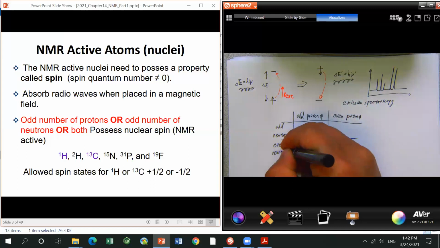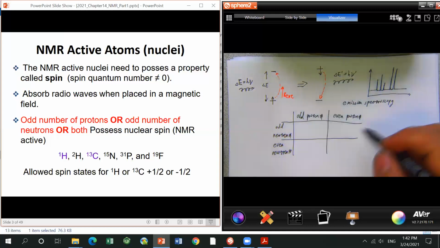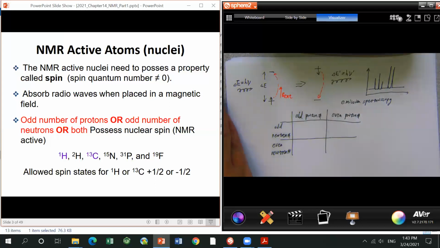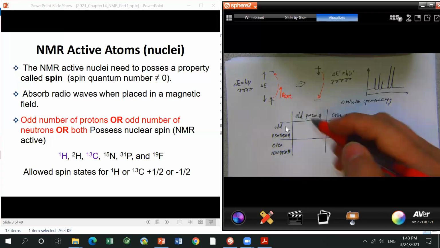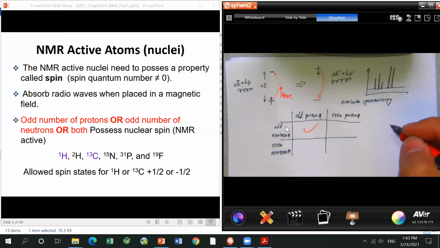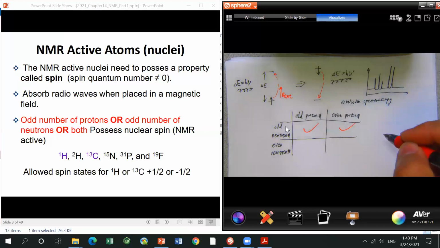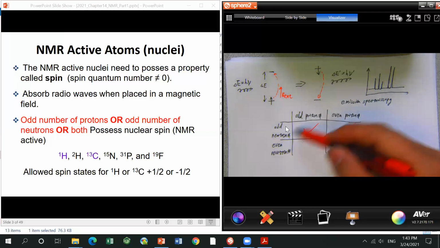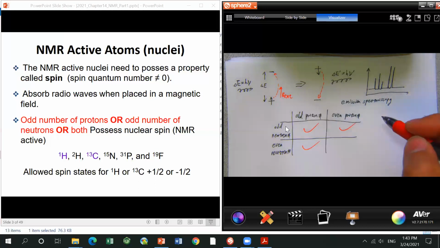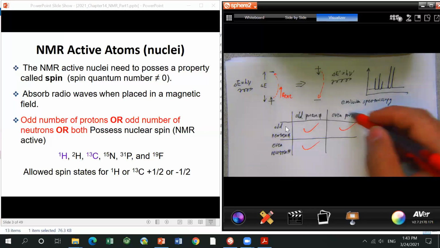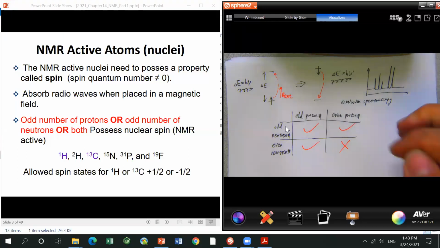Neutrons and protons are the two components in the nucleus. If both the neutron and proton numbers are odd, it will be NMR active. If it's an odd neutron number and even proton number, also NMR active. If it's an even neutron number and odd proton number, that's also NMR active. Only even neutron and even proton numbers will be an NMR inactive atom.